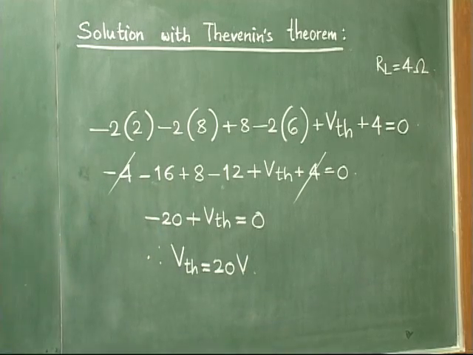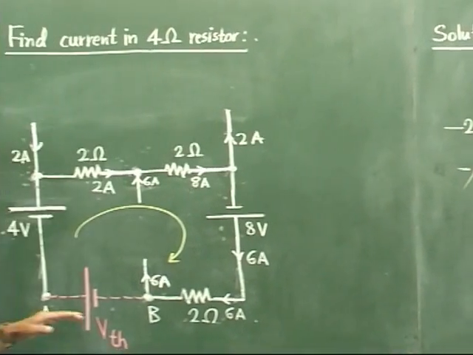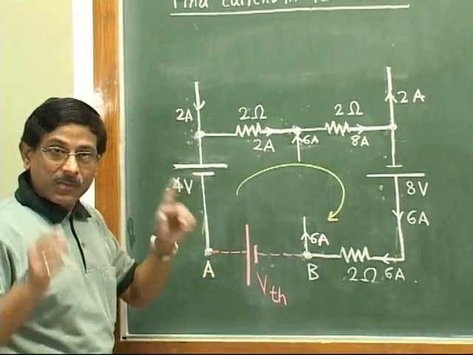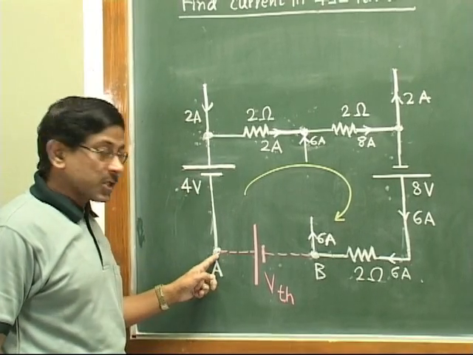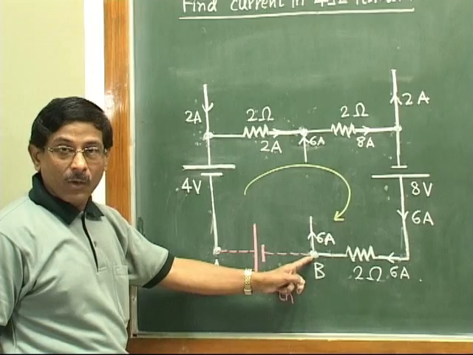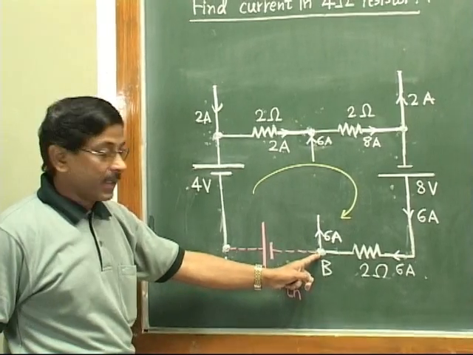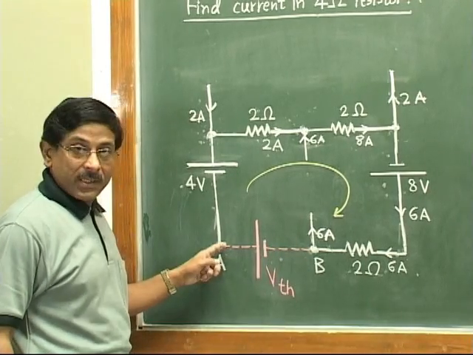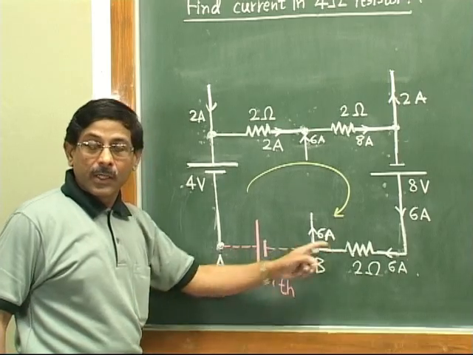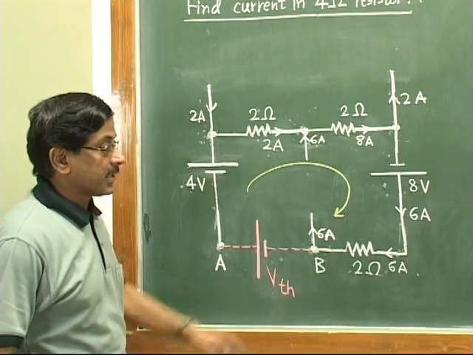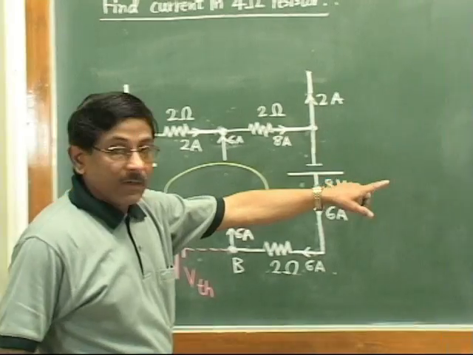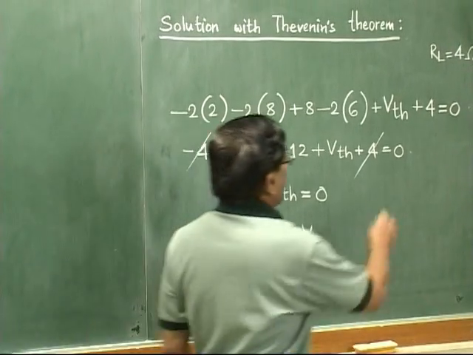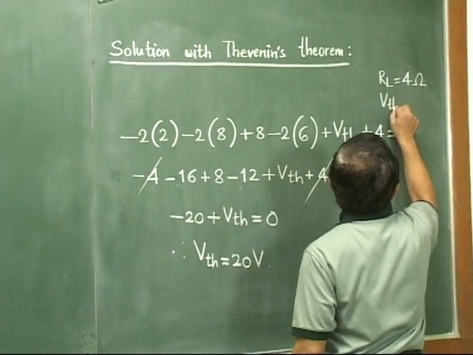And since we are getting a plus value, that means whatever polarities we had shown earlier blindly must be correct. That means point A must be at higher potential, B at lower potential. Means in actual practice, when the 4 ohm resistance is connected, the current would be flowing from A to B. That would be the final answer. But now we are interested in the value of VTH, and that we have calculated. So here I will write VTH is calculated as 20 volt.